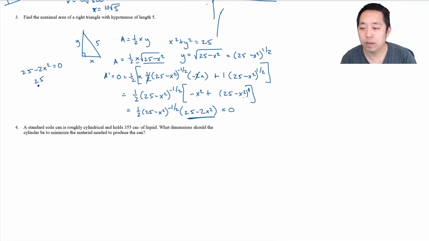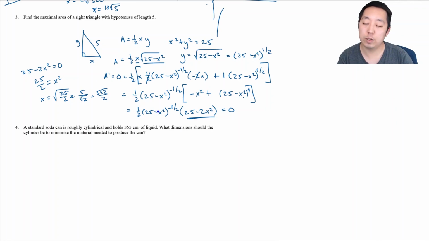And so 25 over 2 is equal to x squared. And so x is equal to plus or minus. We'll just make it plus. We use positive sides as positive root 25 over 2. And that's 5 over root 2, which is 5 root 2 over 2. Okay? So that's what I got for that.